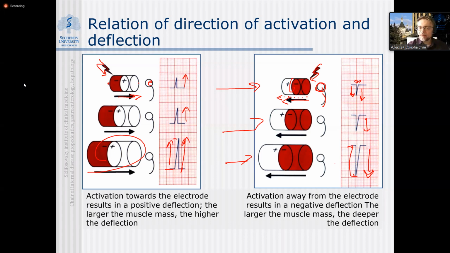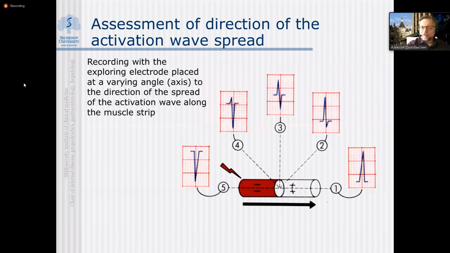So therefore, we have 3 basic components that we need to take into account. First is the amplitude of deflection, the degree of deflection. Second is the width of deflection, time. And third is the direction of deflection, whether it will go to one side or to another side. If everything is clear up to now, let's go further.